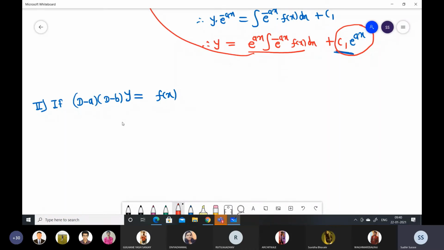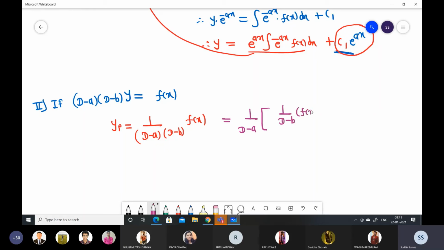So what you do in this case, the process is again the same. So yp is given by considering the auxiliary equation in the denominator: 1 upon d minus a, d minus b, f of x. But the question is, if we have two factors, then what to do? Apply it successively. So apply the first formula successively. I will write d minus a as it is, and then I will apply 1 upon d minus b first, so d minus b applying on f of x.